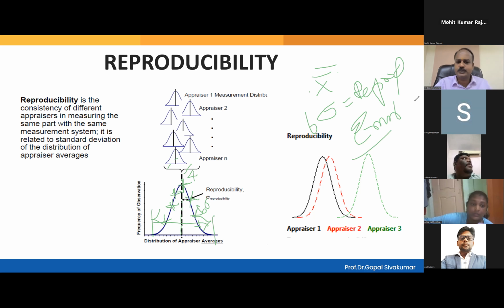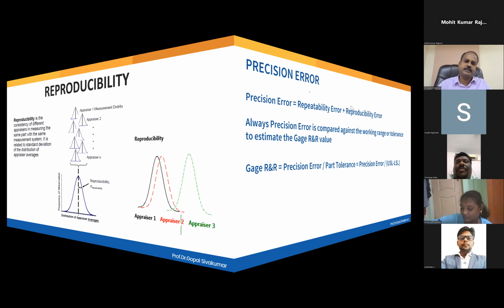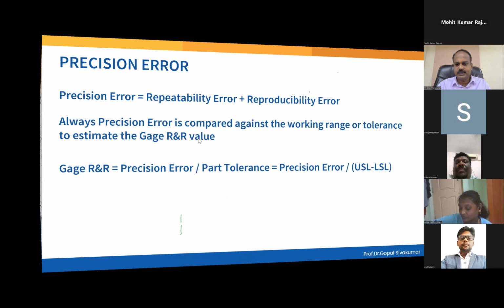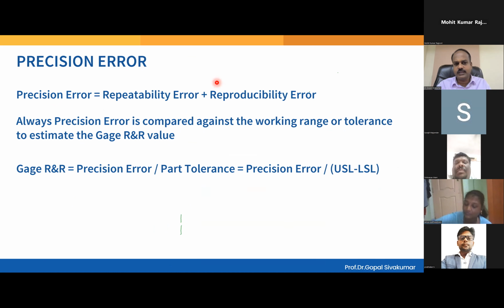Right? So anyway, you experienced the reproducibility error. But then, the calculation part also we need to understand. So the formula is finally very simple. It is 6 times just sigma. You can just follow that. And now you have repeatability error. You have reproducibility error. We are going to combine them. You see here, we are combining the repeatability error and reproducibility error. When I combine them together, it is now called precision error.